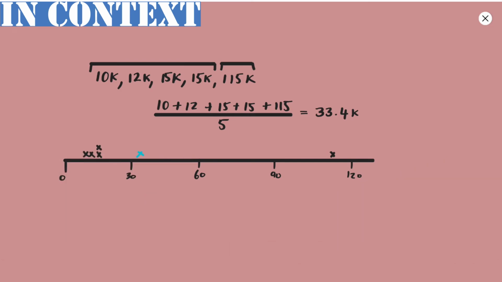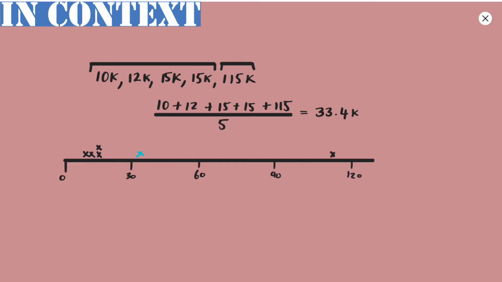If we plot the average, the mean average or the midpoint, onto this number line, we can see that it's right in the middle of everything. There's clearly a big bunch of people on the left, and it's nothing to do with them. It's even less to do with the person at the top.